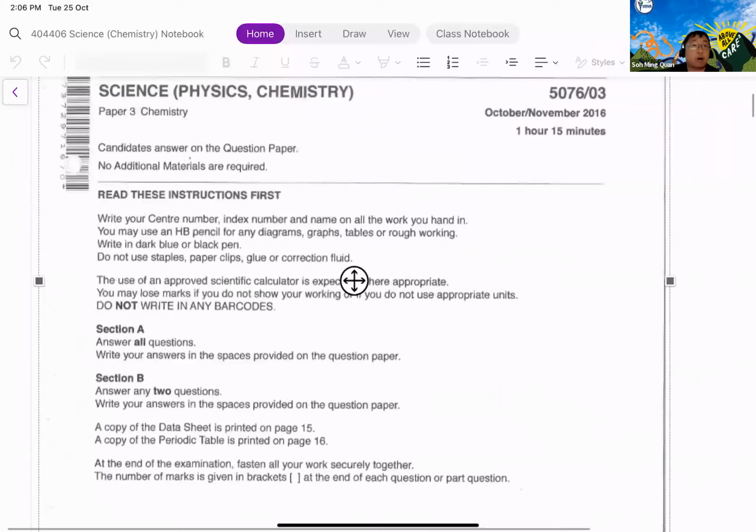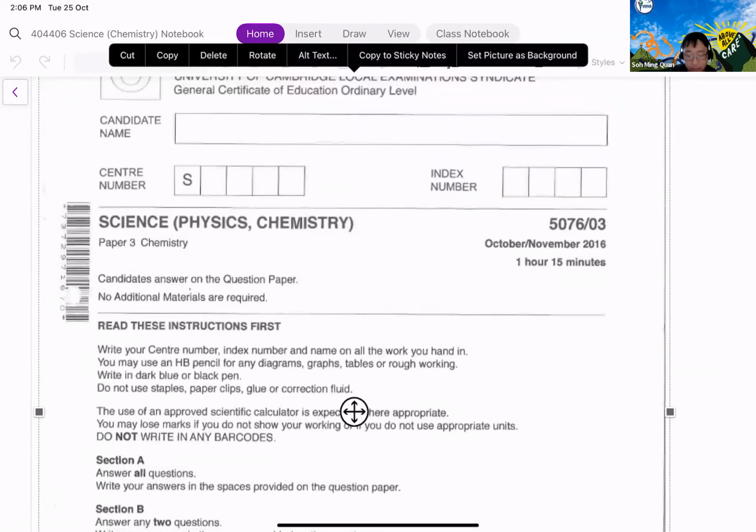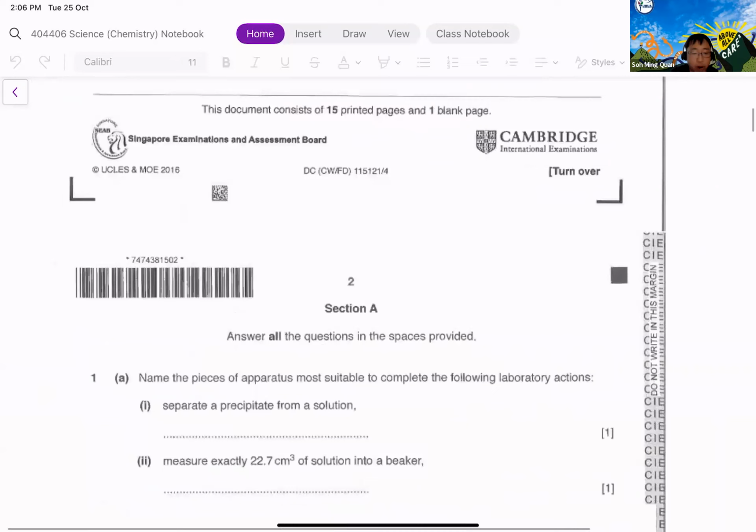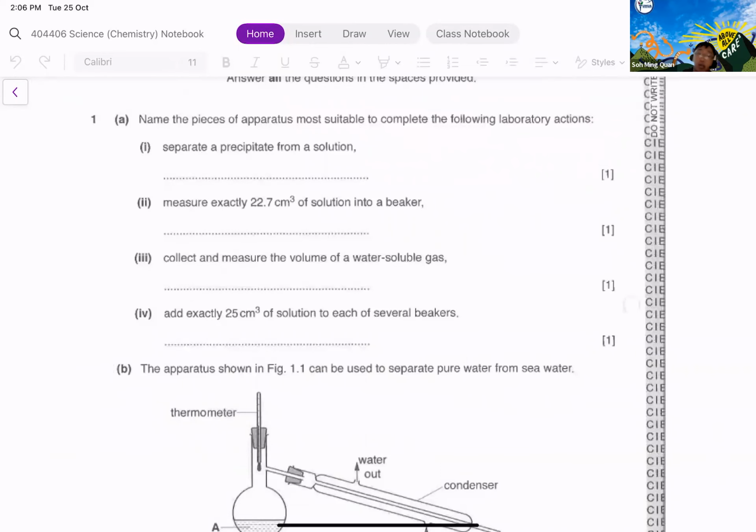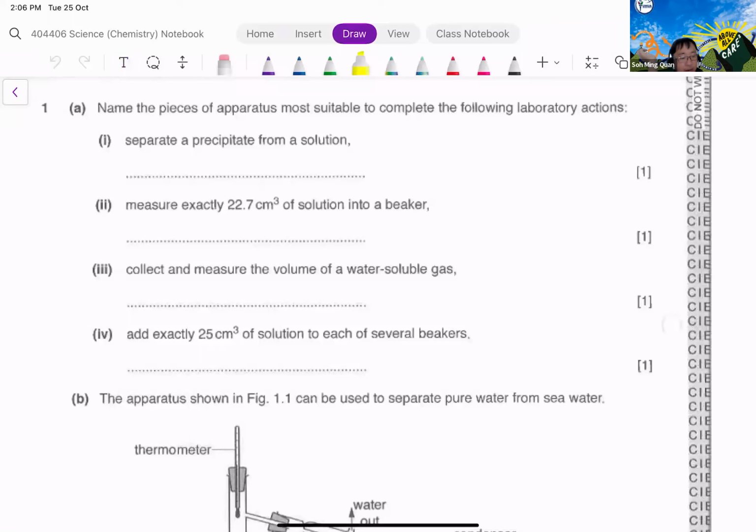So as mentioned, today we are going through the 2016 paper 3. All right, so let's turn to question 1. Now, question 1, I'll just go quickly through this. The first question of the O-levels is always this kind of question, where it's a one-word or one-letter answer. This is quite similar to your prelims, where we ask you to suggest the pieces of apparatus used to measure certain things, to separate certain things. So first, the keyword here is pieces, which is to say that the answer may not just be one word. It could be multiple pieces of apparatus.